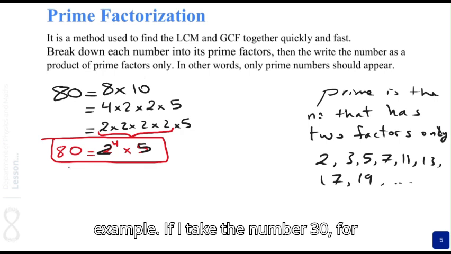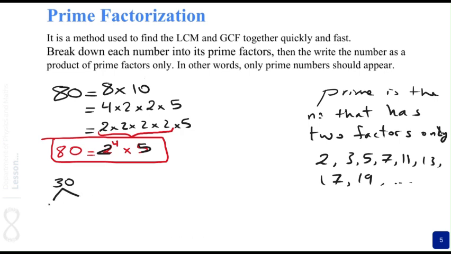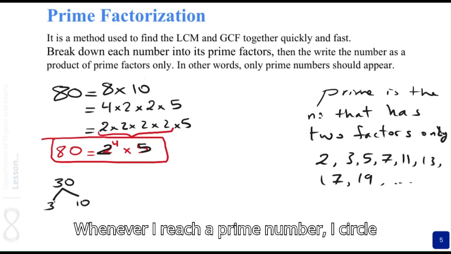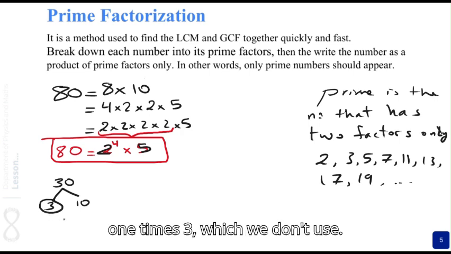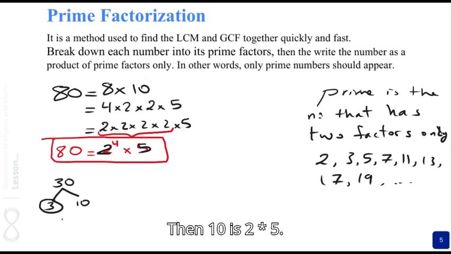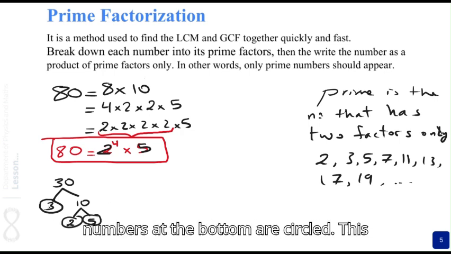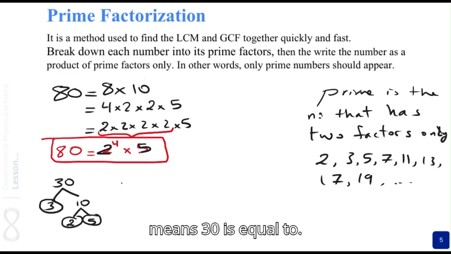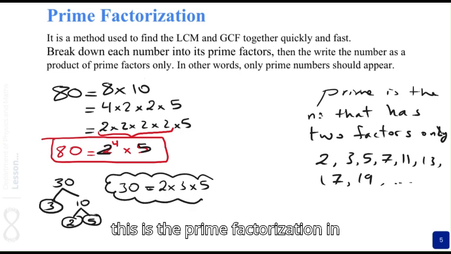If I take the number 30, for example, I will start using something called the tree. So I will split it using a tree. 30 is 3 times 10. Whenever I reach a prime number, I circle it. This means that there is no more factorization for this number, other than 1 times 3, which we don't use. Then 10 is 2 times 5. This is 2 and this is 5. I reached a place where all the numbers at the bottom are circled. This means 30 is equal to 2 times 3 times 5. This is called the prime factorization of 30, and this is the prime factorization in general.